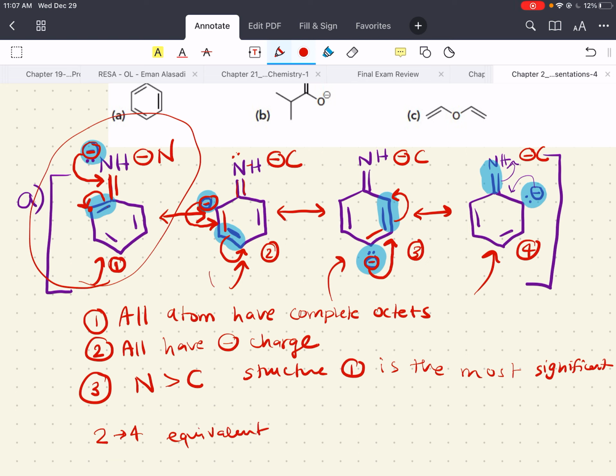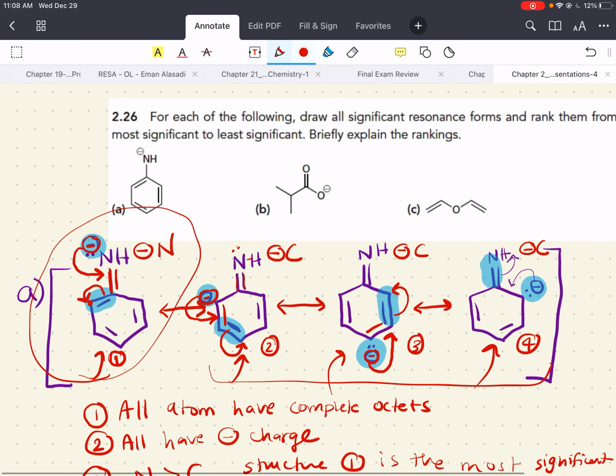That makes all the other structures, 2 through 4, equivalent. They're all the same because they all have a negative charge on the carbon. So structure 1 contributes the most to the resonance hybrid, and then structures 2, 3, and 4 all contribute equally second to the resonance hybrid. Fantastic. Let's do one more example.